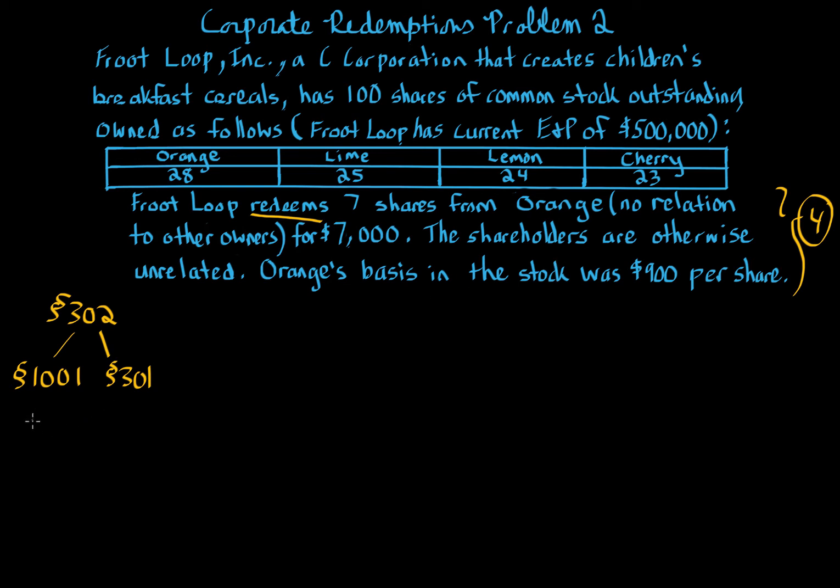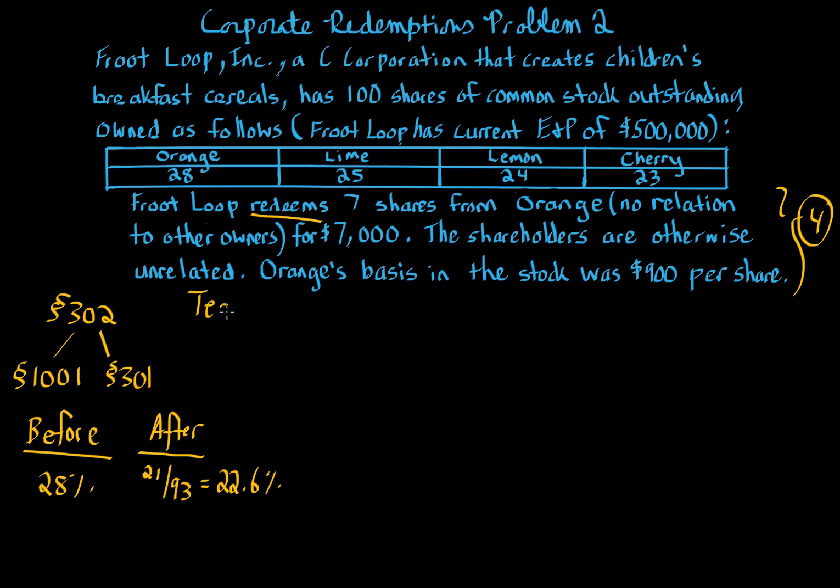So Orange's before percentage is going to be 28%, just the 28 shares over 100. After percentage is going to be 28 minus 7 is 21. So 21 over a total of 100 minus 7, 93 shares, because there's 93 shares outstanding afterwards. So 21 divided by 93, 22.6%. Okay, so we go through the 4 tests.